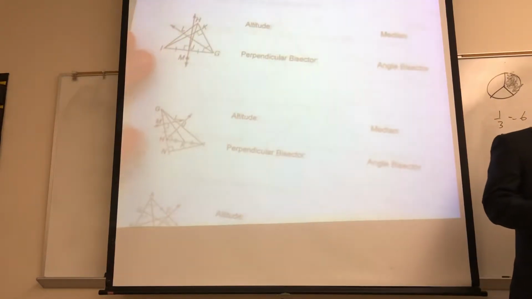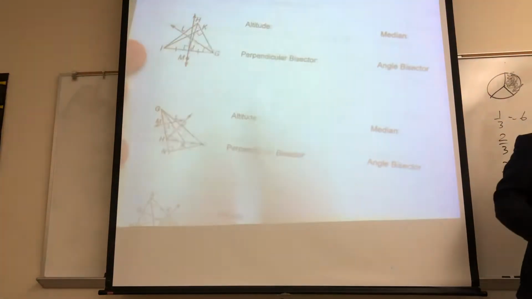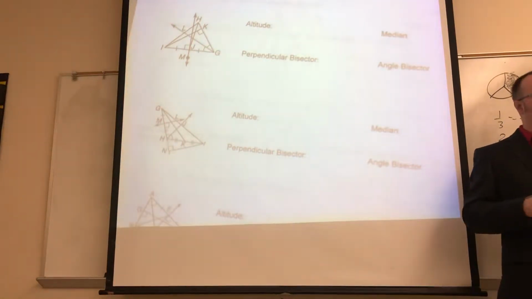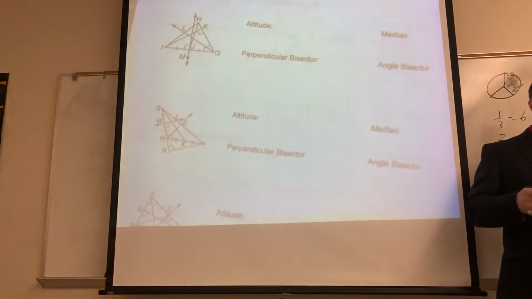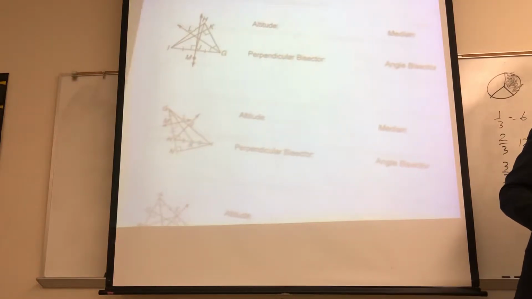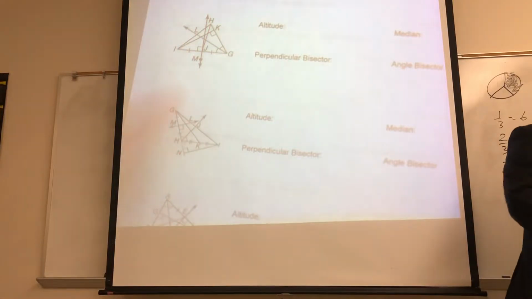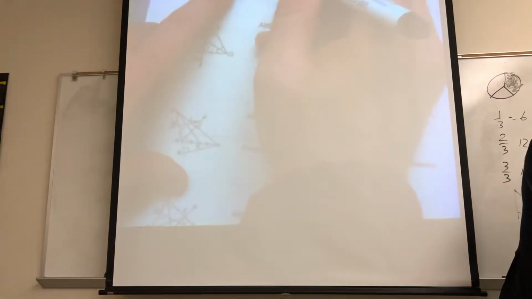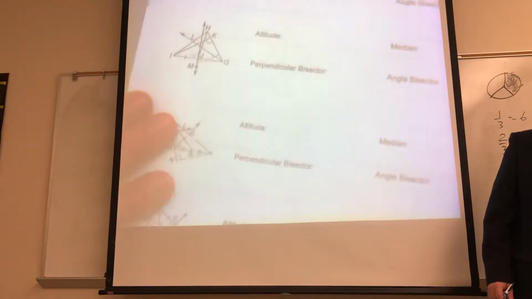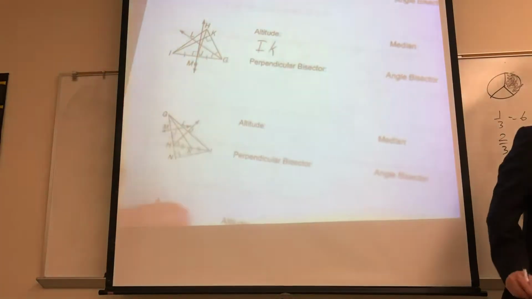So first off, I just want to talk about these on the front just a little bit at a time. The altitude goes from a vertex to the side at a 90-degree angle. It won't necessarily cut the side into any equal parts, anything like that. No proportional parts necessarily. But what it will do is it might end up outside the triangle. So DE on this first one is my altitude. On the second triangle here, IK should be my altitude. Goes from the vertex to the side, 90-degree angle.